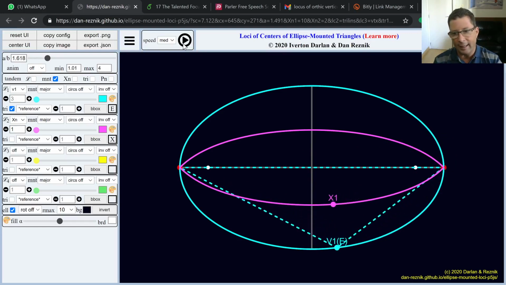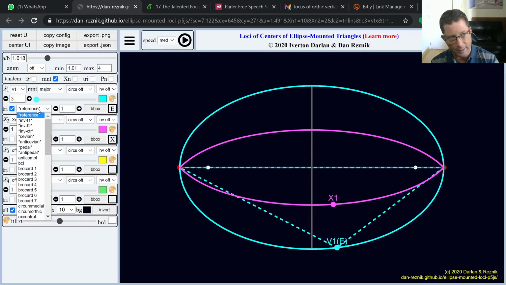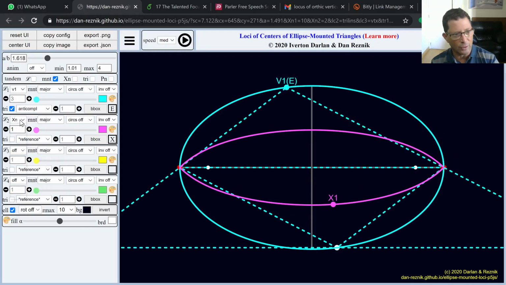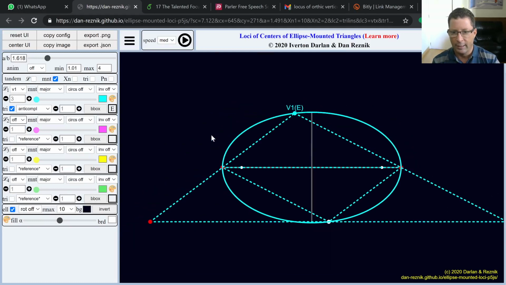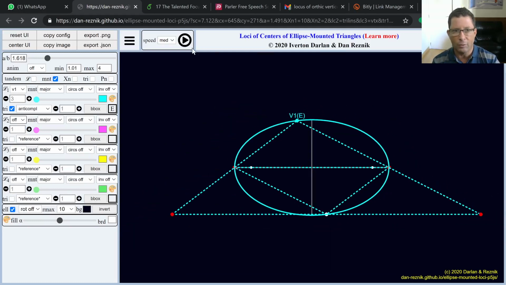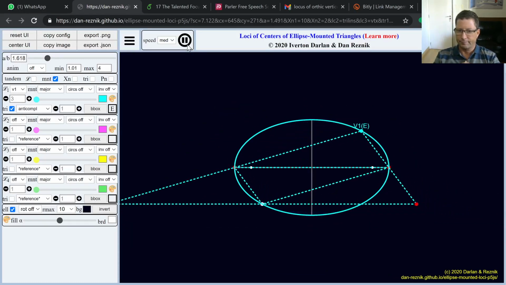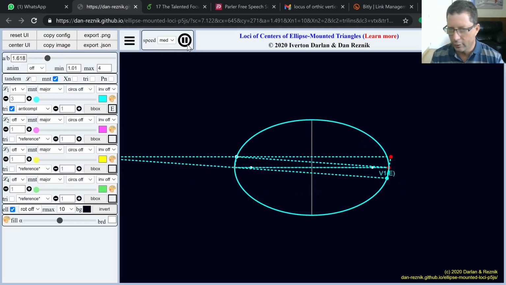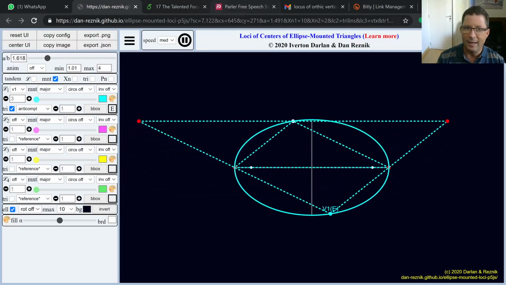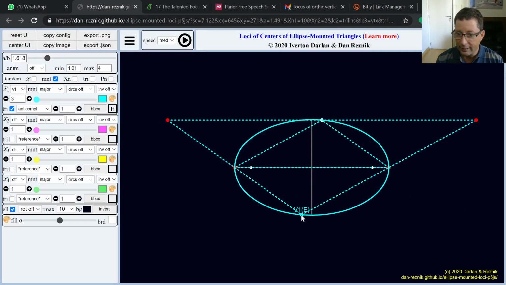Now, let's go ahead and instead of using the reference triangle, I'm going to switch back to the anti-complementary triangle. So here's the anti-complementary. Let's turn off the x1 because we don't need it anymore. Now let's follow the locus of V1. Now this particular V1 is precisely the vertex that is, let's say, antipodal to one of the vertices on the family. So if it is antipodal with respect to the center of the ellipse, it's also going to lie on the ellipse.